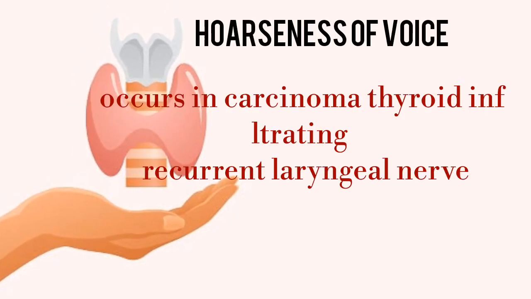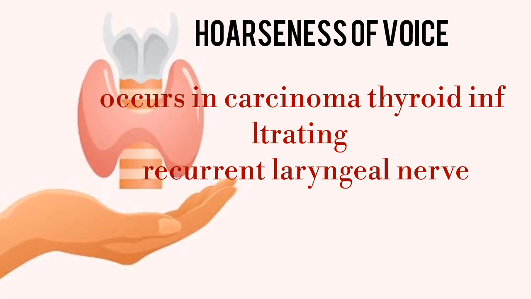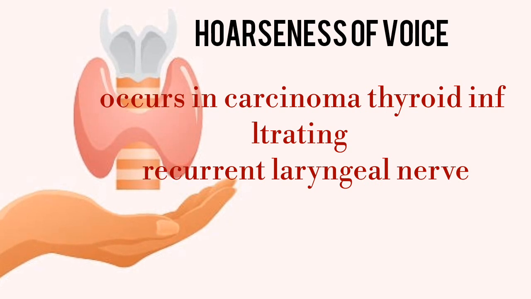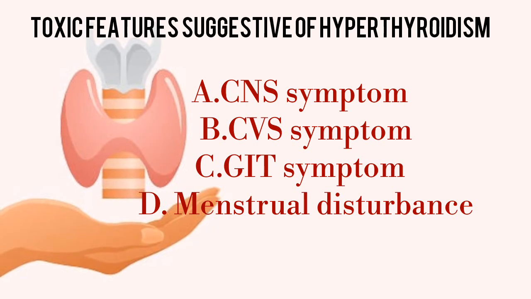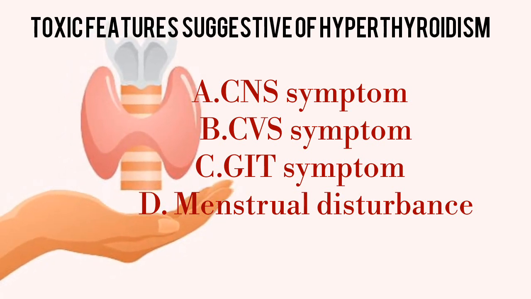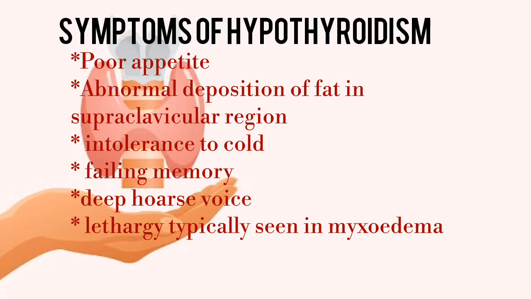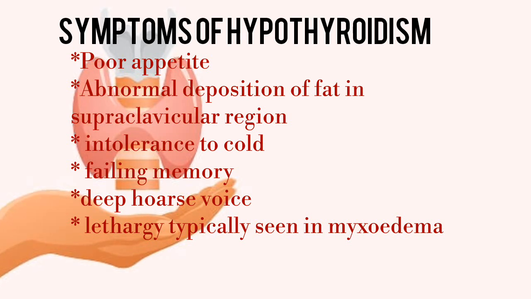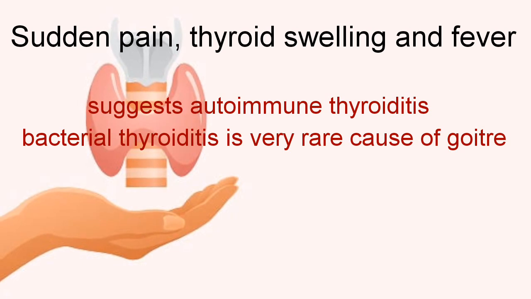Thyroid swelling causes hoarseness of voice, which occurs in carcinoma thyroid infiltrating recurrent laryngeal nerve. What are the toxic features of hyperthyroidism? CNS symptoms such as tremors of hands, sweating, CVS, palpitation, GIT, diarrhea, menstrual disturbance. Symptoms of hypothyroidism: poor appetite, abnormal deposition of fat, intolerance to cold, failing memory, deep hoarse voice and lethargy. Sudden pain, thyroid swelling and fever suggest autoimmune thyroiditis.